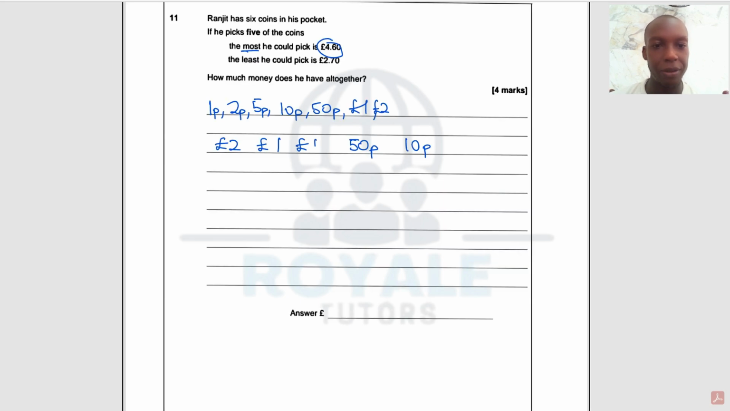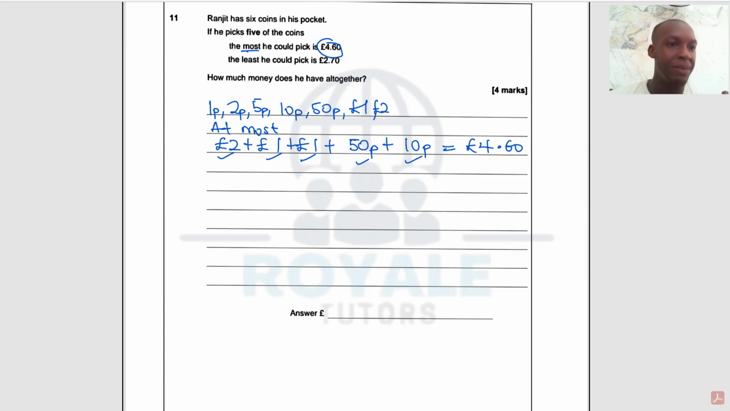another £1 coin, such that by the time I add all of this together, I'm going to have that at most. Now for the at most, 2 plus 1 is 3, 3 plus 1 is 4, that's £4 already, then 50 pence and 10 pence, that's 60. So this will give me £4.60. Good. So it means that out of the 6 coins that I have, 5 of them already are a £2 coin, a £1 coin, another £1 coin, 50 pence and 10 pence.